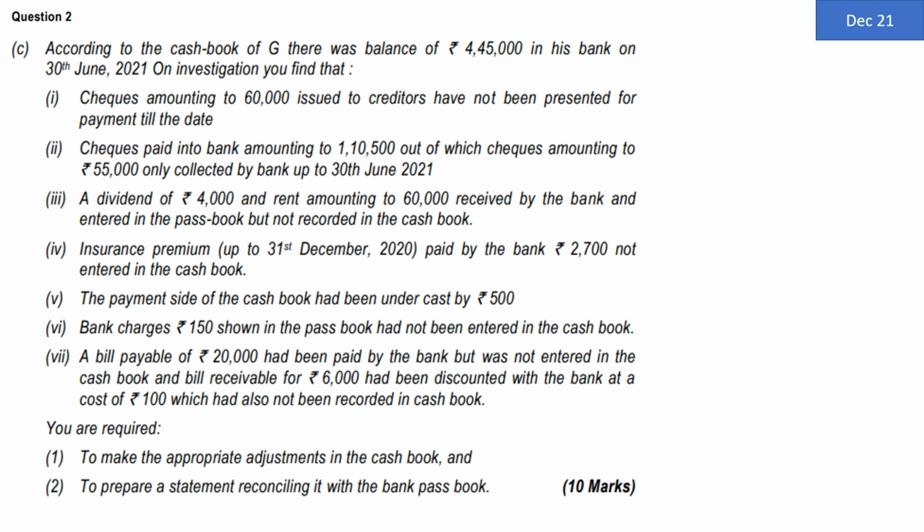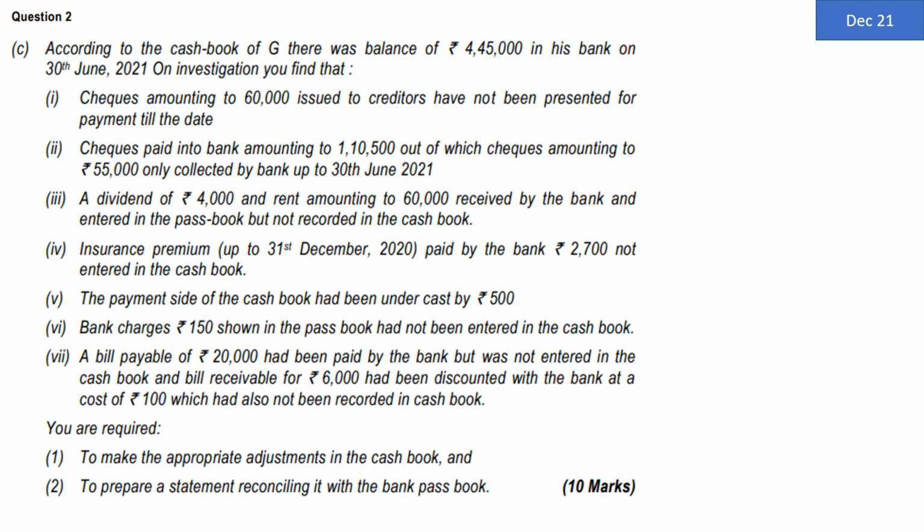A bill payable of Rs 20,000 had been paid by the bank but was not entered in the cash book, and bill receivable of Rs 6,000 had been discounted with the bank at a cost of Rs 100, which had also not been recorded in cash book. You are required to make the appropriate adjustments in cash book and to prepare a statement reconciling it with the bank passbook. So this is a 10-mark question. Interesting question, but very easy question.